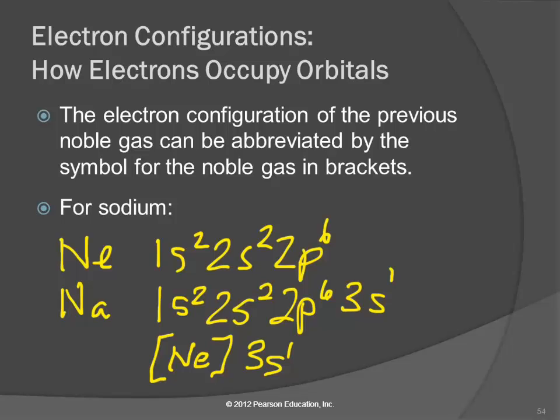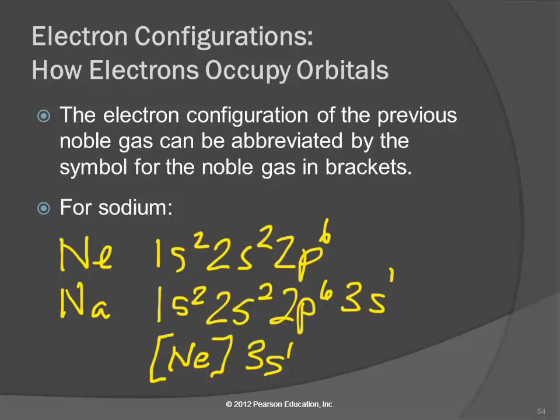So some books call it a noble gas shorthand. Question: could you write helium as H in brackets, since it's 1s1 plus 1s1? Well, helium is 1s2. You can use helium in brackets as an abbreviation for like boron or something, but it doesn't really shorten it much. Helium in brackets isn't really much shorter than 1s2. Okay. But you could, yes.